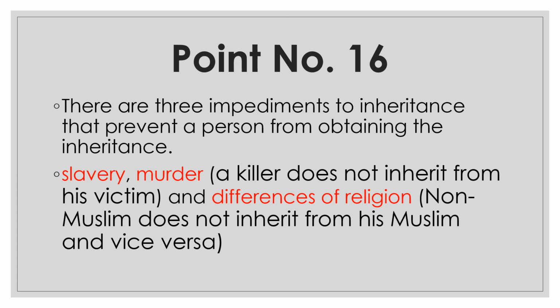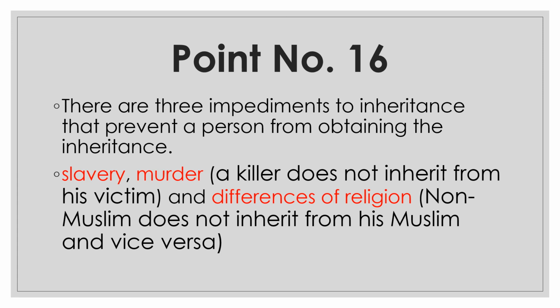Slavery. A person who is a slave will never inherit, and he will never get inherited. For example, if a slave passed away, all his wealth belongs to his master. That's all. And if a person passed away, and out of the heirs of that person a slave comes, he will never get that wealth. And the second one is murder. A killer does not inherit from his victim.